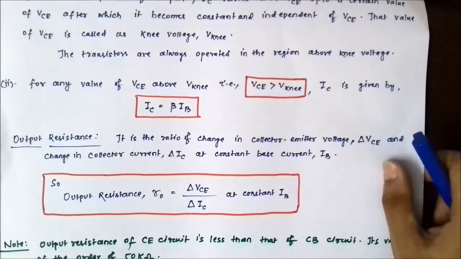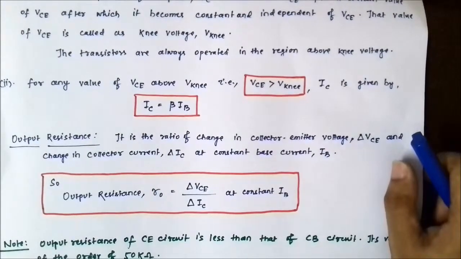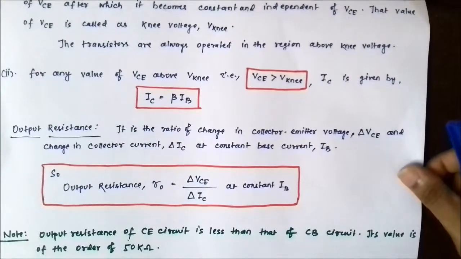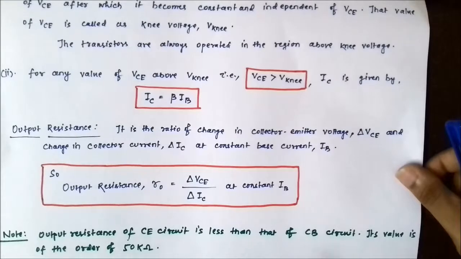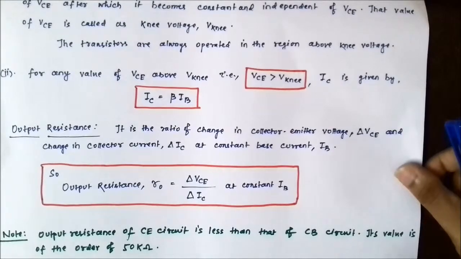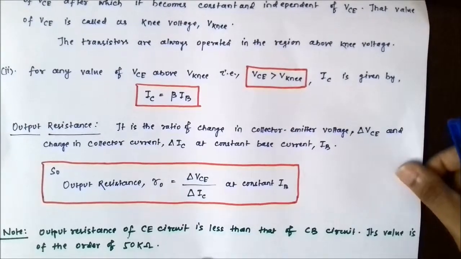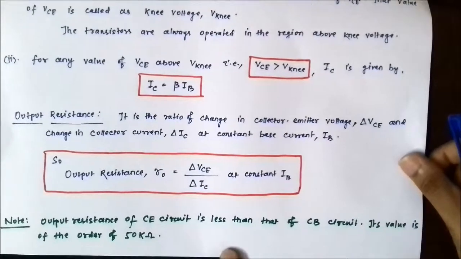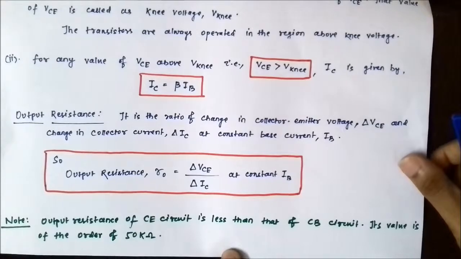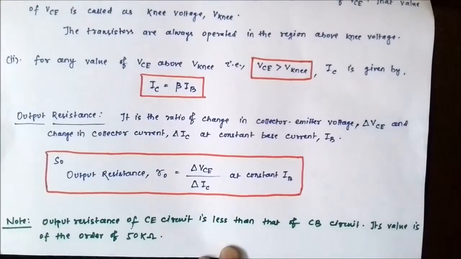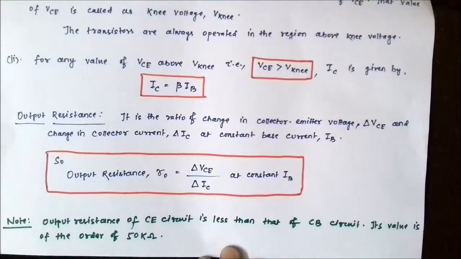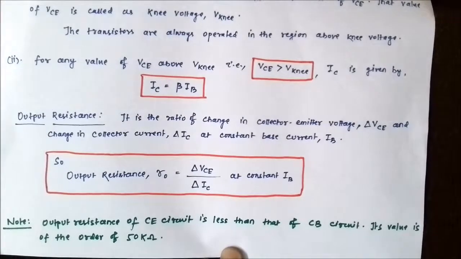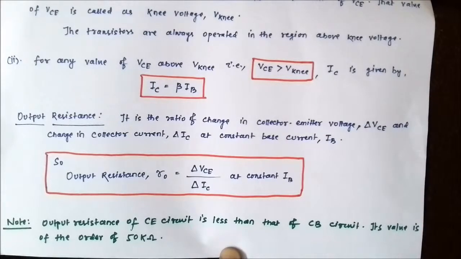The output resistance is normally very high for BJTs because of the reverse bias. For the common emitter circuit, the output resistance is less compared to the common base circuit, and normally lies around 50 kilo ohm. So here we have discussed the input and output characteristics of common emitter configuration BJT.